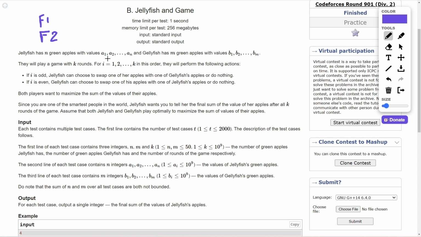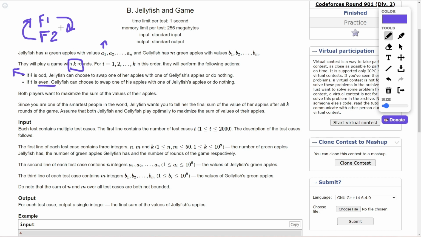Both of them have some apples, and every apple has some value attached to it. They are playing a game with some number of rounds. If i is odd, the first fish can swap any of its apples with the second fish, and if i is even, the second fish will swap any of its apples with the first fish.